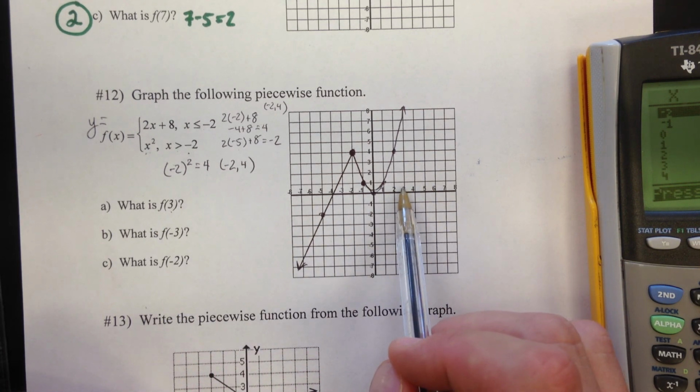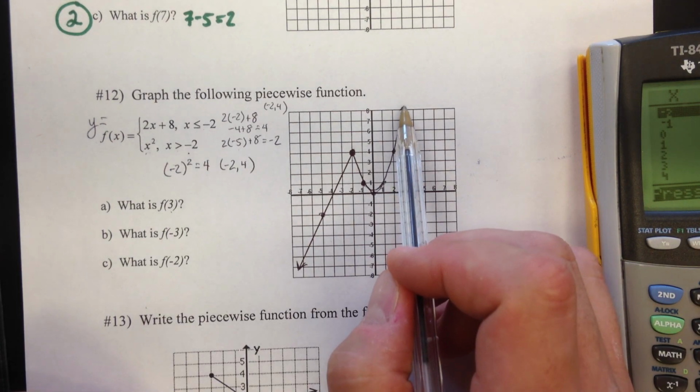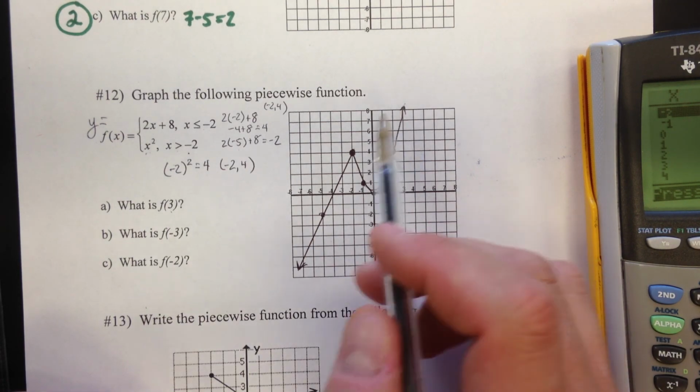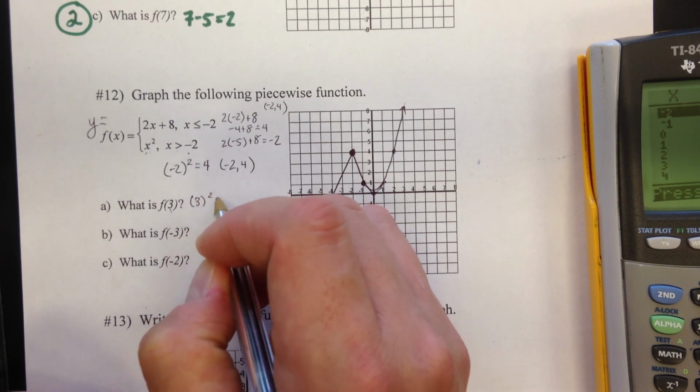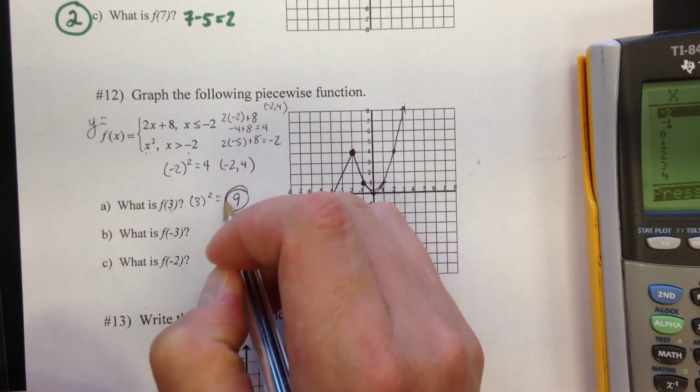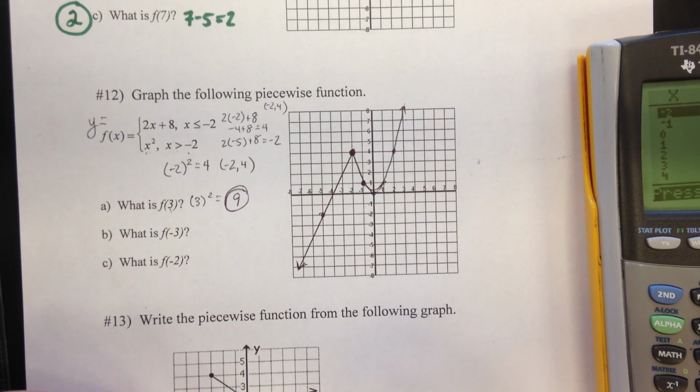Well, f of 3 is on y equals x squared. Now actually I ran off here. So if I put a 3 in for x squared, 3 squared equals 9. There's my answer. That's the y value.